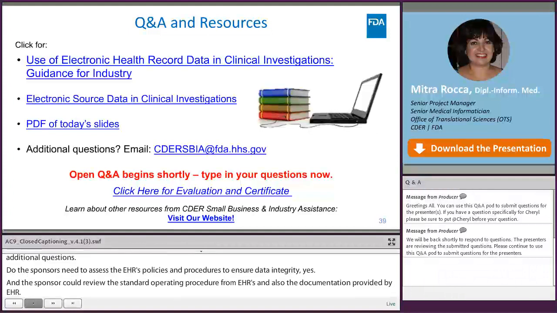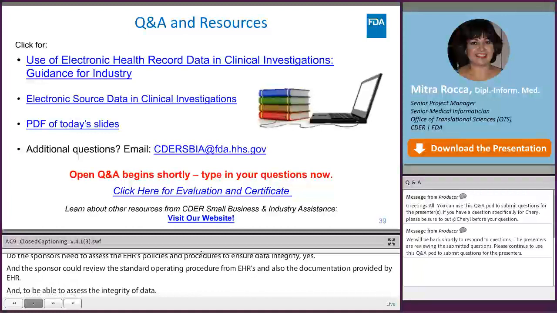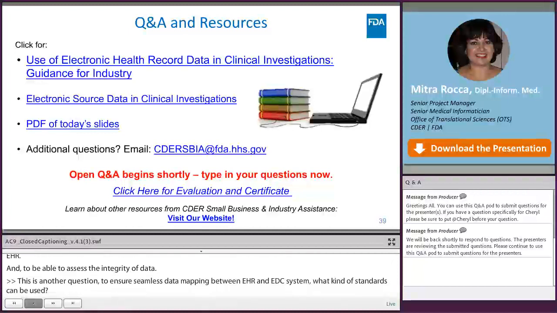To ensure seamless data mapping and transfer between EHR and EDC systems, this is another question we received, what kind of standards can be used? Will the EDC vendors certify themselves against different EHR platforms, Epic, Cerner, Allscripts, to ascertain that sponsors can easily use their system? This is an excellent question.